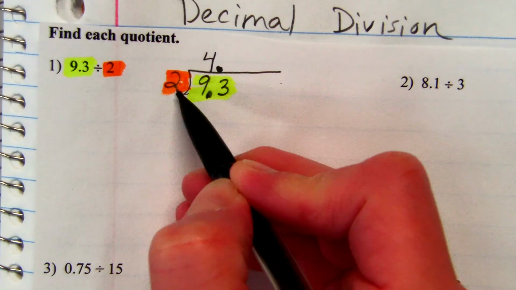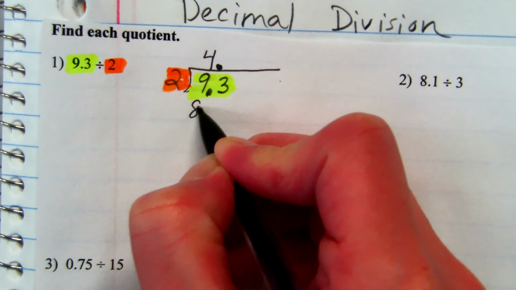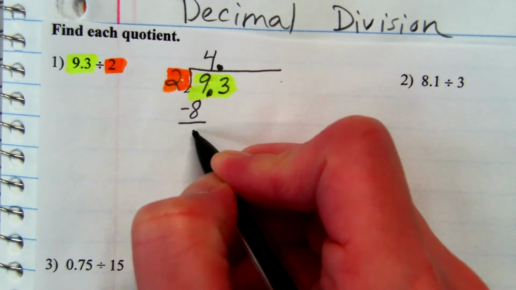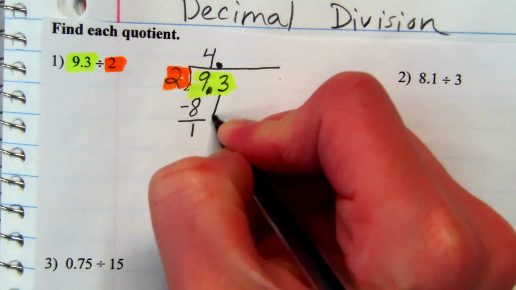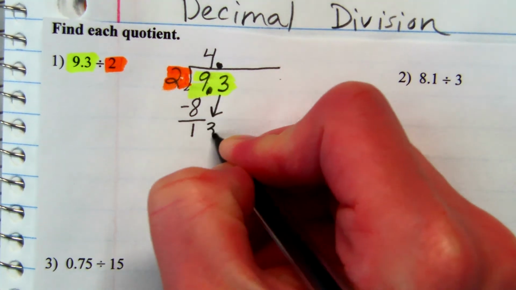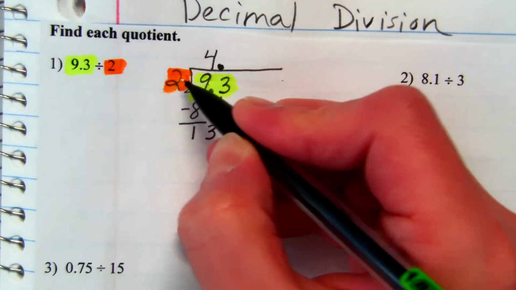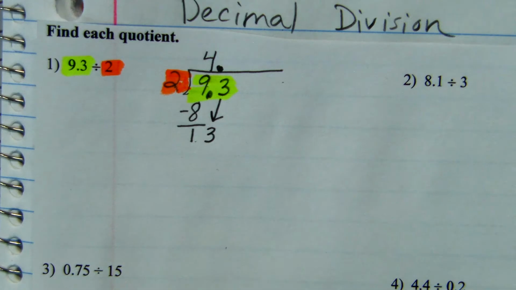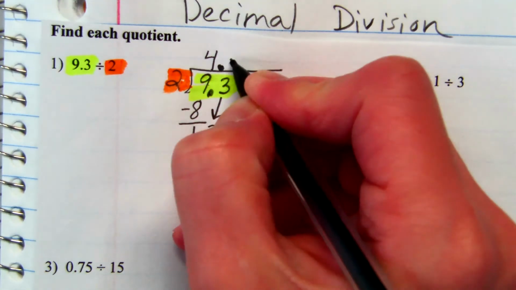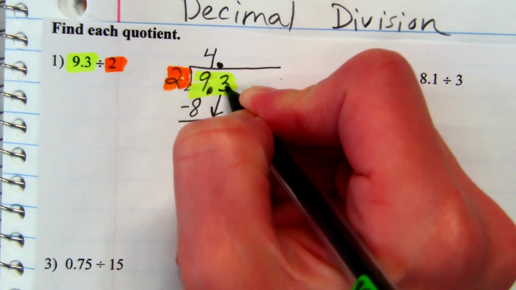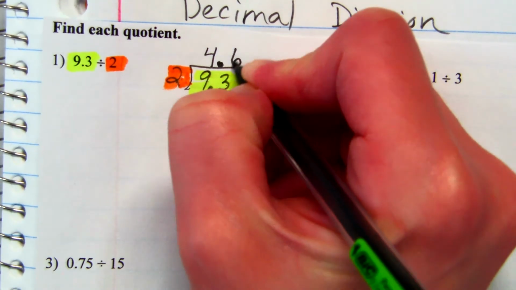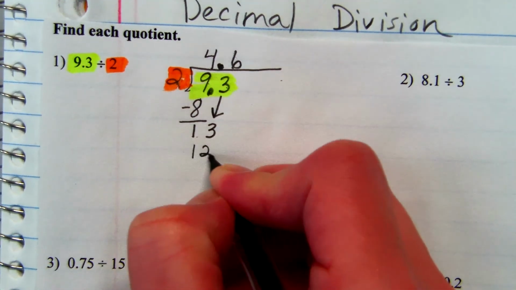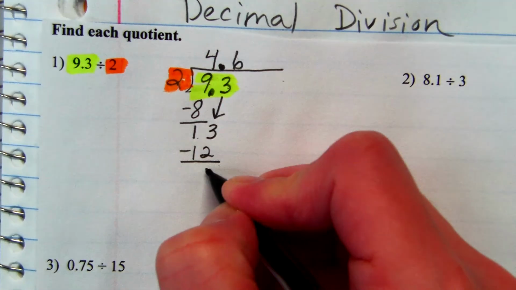Okay, so then 4 times 2 is 8. I'll write that down here and subtract. 9 minus 8 is 1. And then we bring down the 3. So this is just like long division. And then I have to figure out how many times 2 will go into 13. So, Brian. 6 times. And because this 3 is after the decimal point, that 6 is going to go after the decimal point. And we'll take 6 times 2, which is 12, and we subtract and get 1.